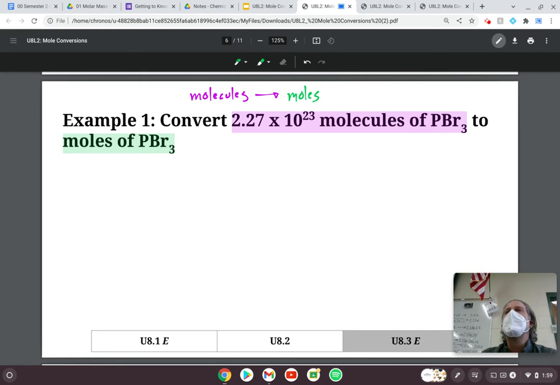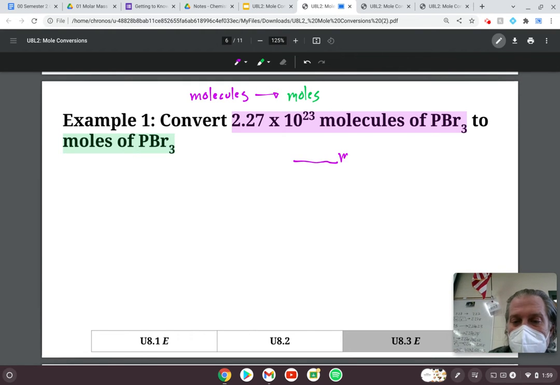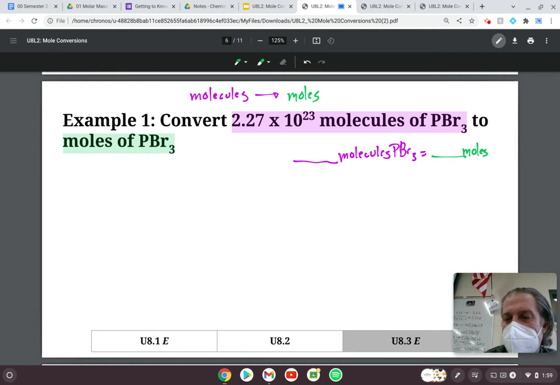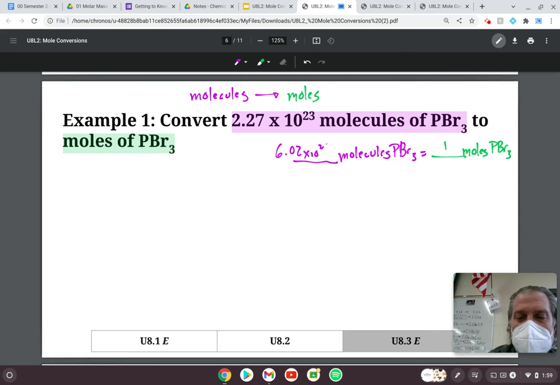And you may recall that when we did these conversions in the past, we always had to look for a relationship or a conversion factor. So I'm going to do the same here. So we're looking for how many molecules of PBr3 are equal to moles of PBr3. And the answer to that question is based on the slide up above. So 1 mole of anything, in this case PBr3, is equal to 6.02 times 10 to the 23rd molecules of PBr3.